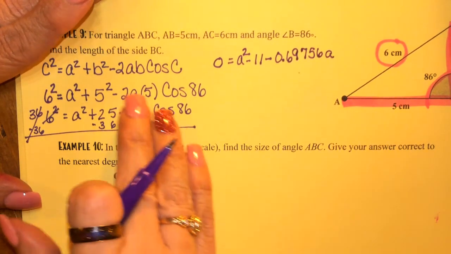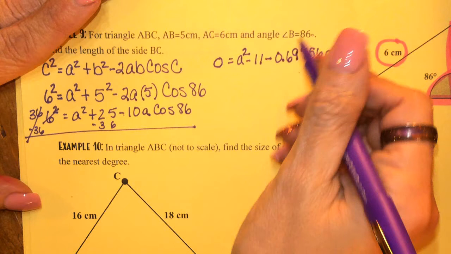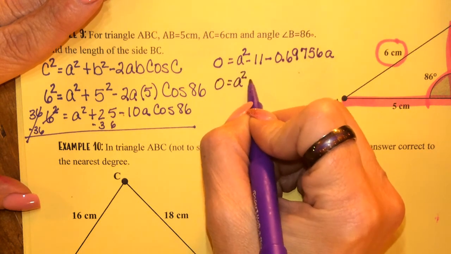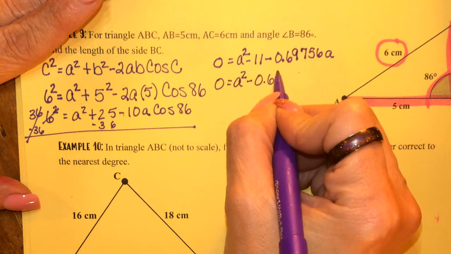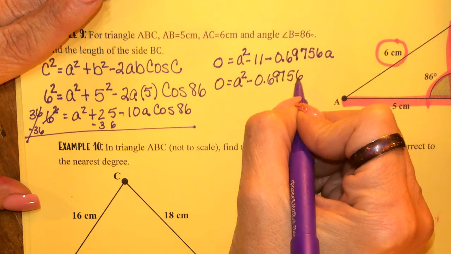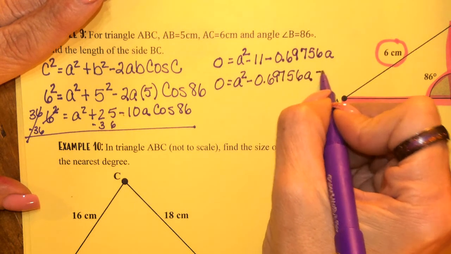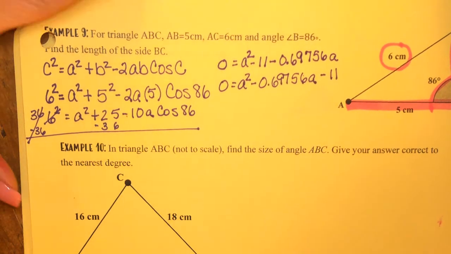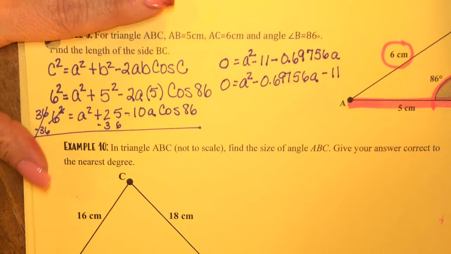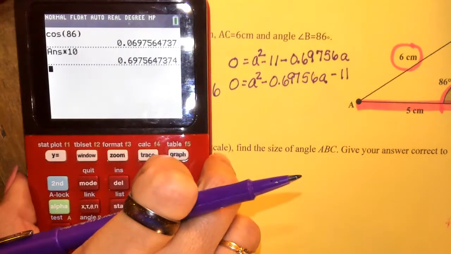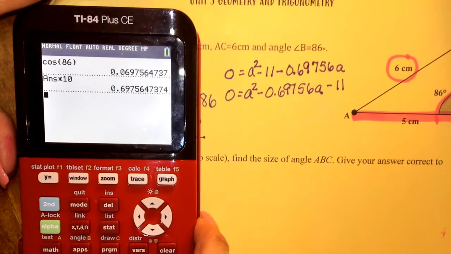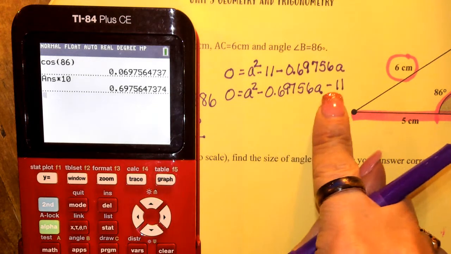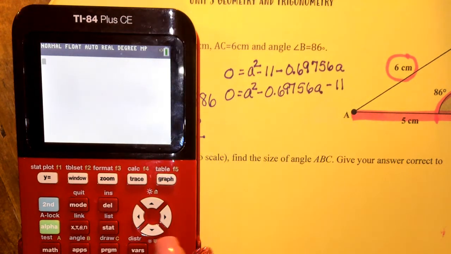All right, so this right here was just a whole lot of algebra I did. I'm going to rearrange this. 0 equals A squared minus 0.69756A minus 11. Okay, and you're like, oh my gosh, how do you solve that? Well, that's why I wanted you guys to all have the red calculator. On the red calculator, we have a polynomial solver. This is a quadratic.